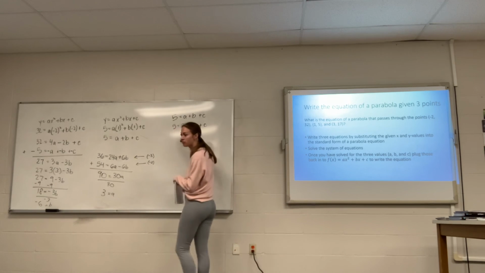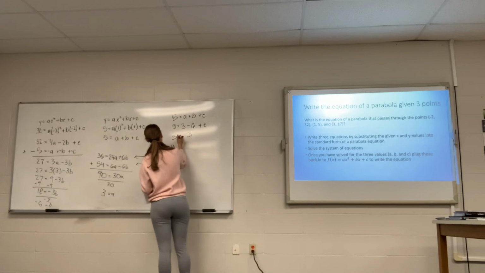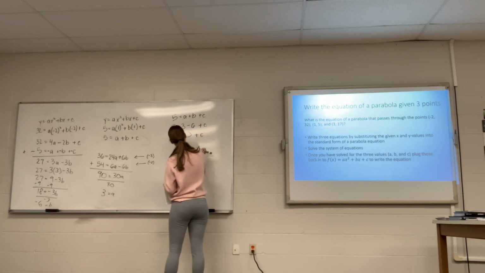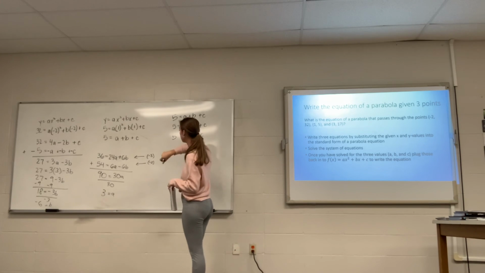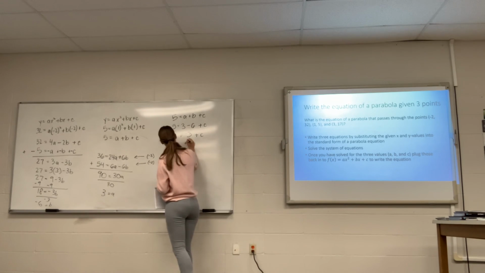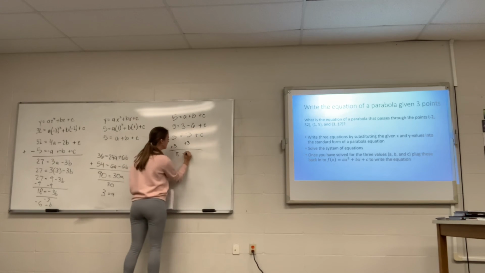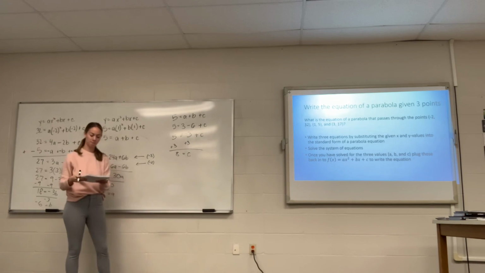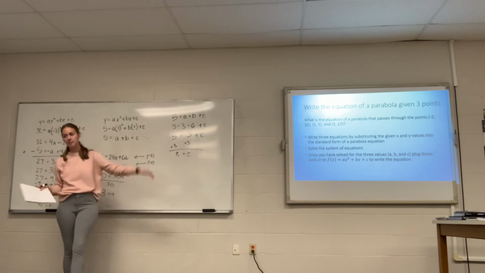Well, I know that 3 minus 6 is going to give me negative 3. So I have 5 equals negative 3 plus c, sorry. Now I can go ahead and add my 3. So I get 8 is equal to c. Okay, so we have now solved it for a, b, and c.